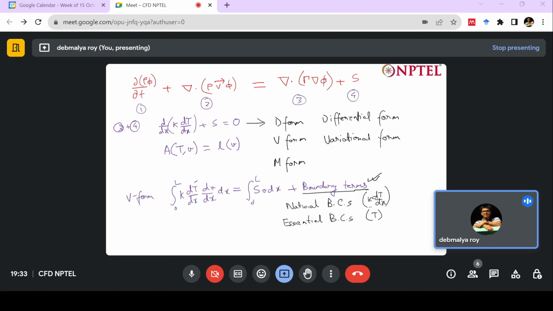But this is not the rule. So the rule is: which is implemented through V is a natural boundary condition, which is implemented to T and its derivatives is an essential boundary condition.